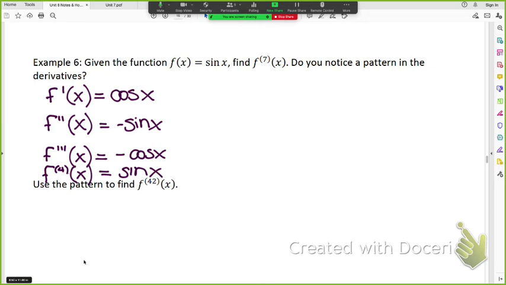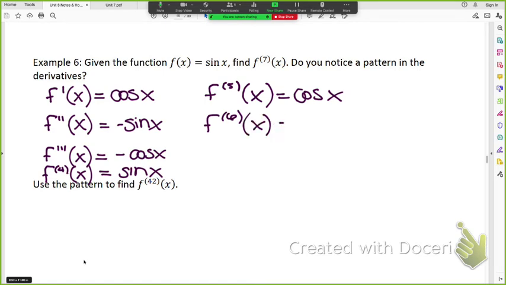So if I was to just write it, I now know the derivative of sine is going to be cosine. The derivative of cosine is going to be negative sine. The derivative of negative sine is negative cosine. And it continues in the cycle.